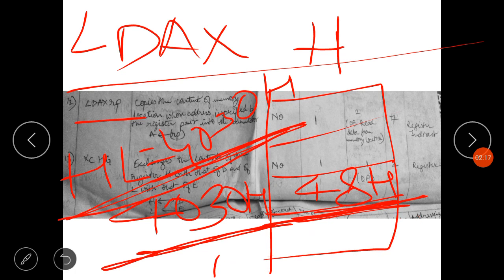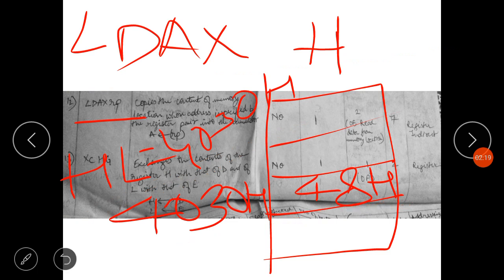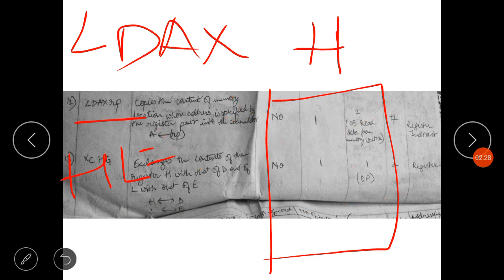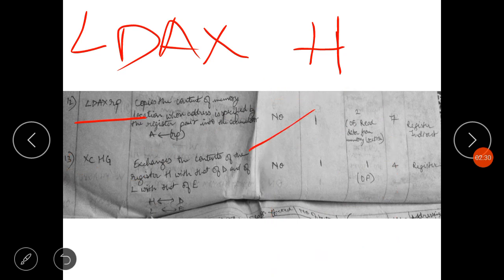Now again, since this is a data transfer group instruction and no arithmetic or logical operation is involved, no flags will get affected. Here I have written also that no flags will get affected.